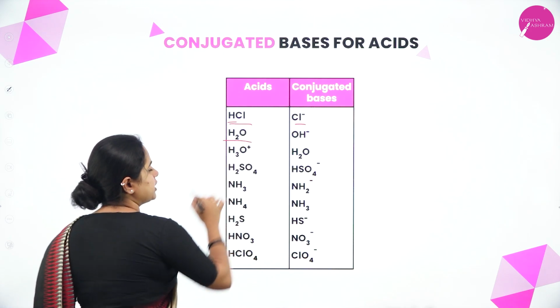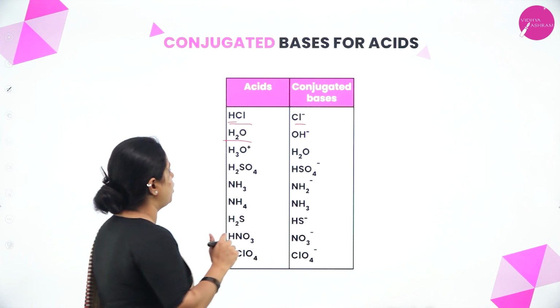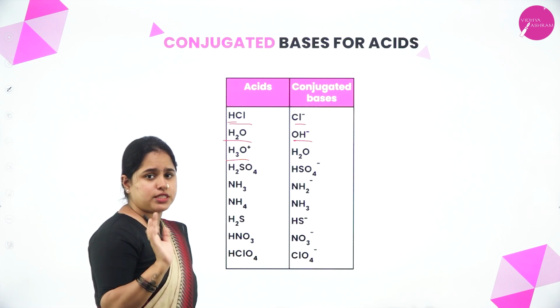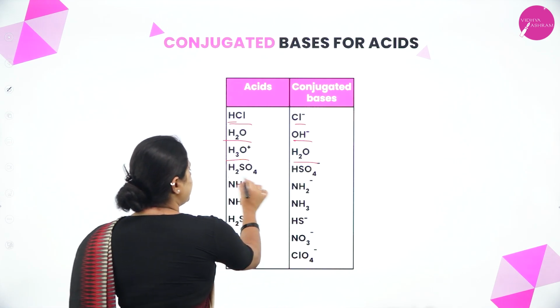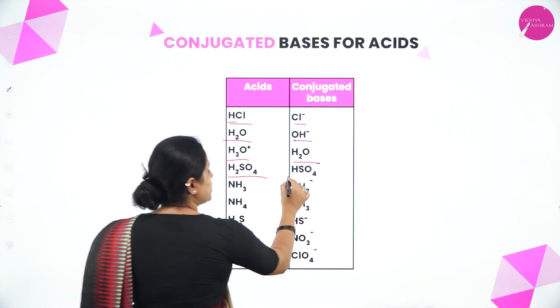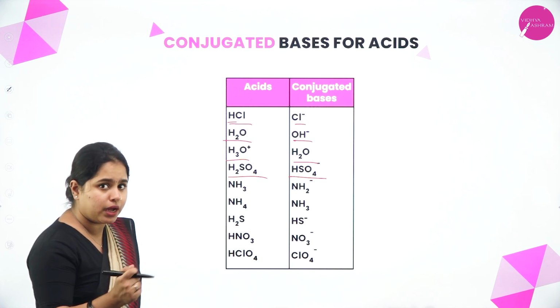Now the next one is H2O. Again, to get the conjugate base, remove one H plus ion. So what will you get? OH minus. Now from H3O plus, one H plus ion is removed, you will get H2O, right? Now H2SO4, one H plus is removed, you will get HSO4 minus, right?